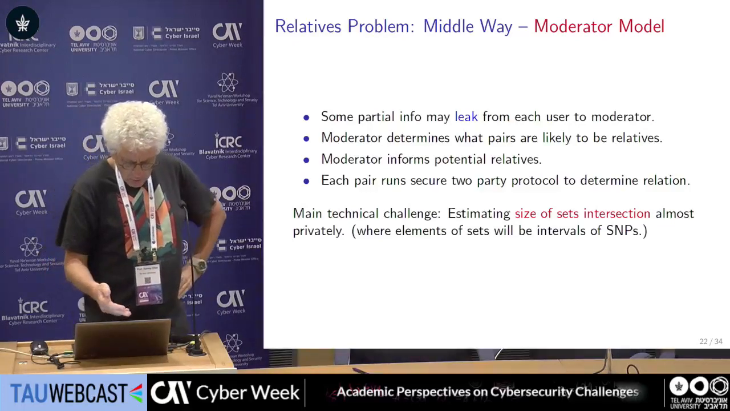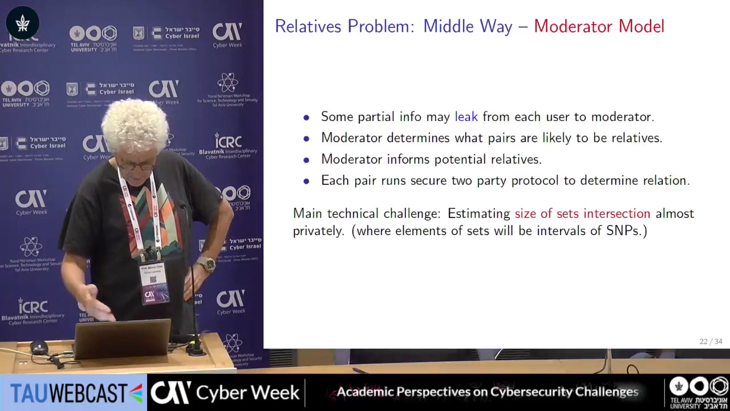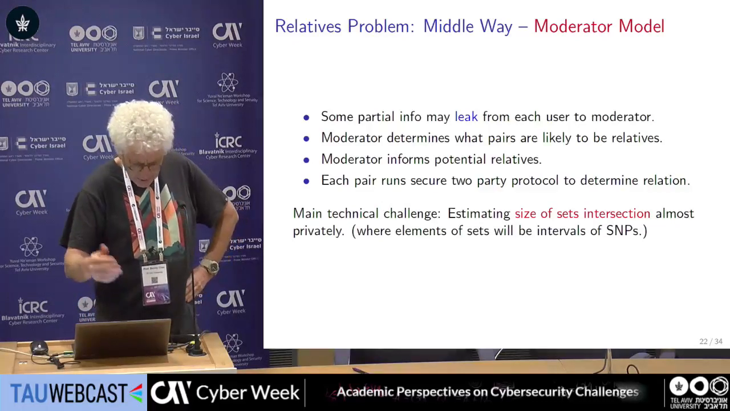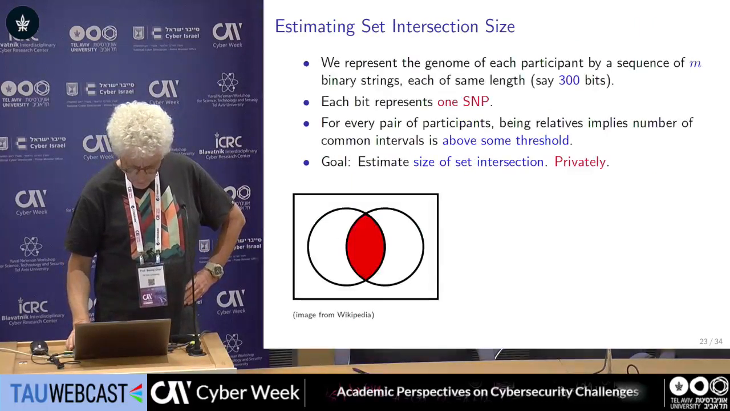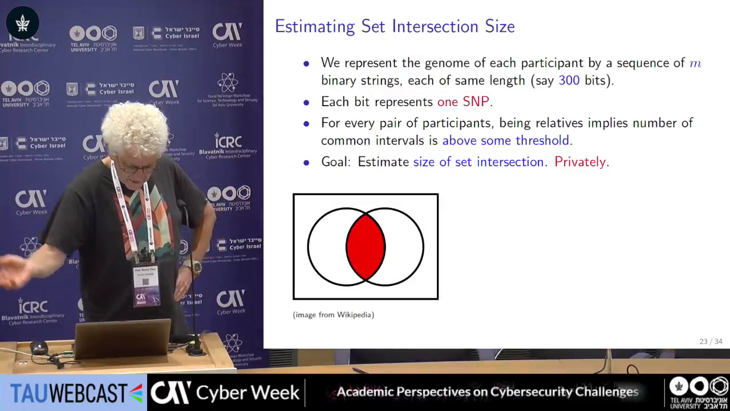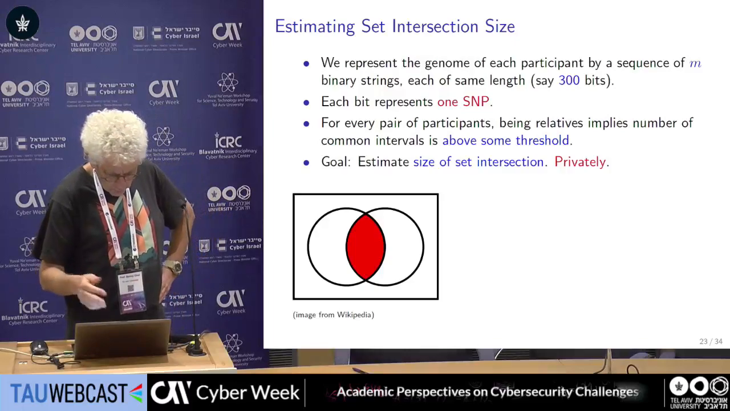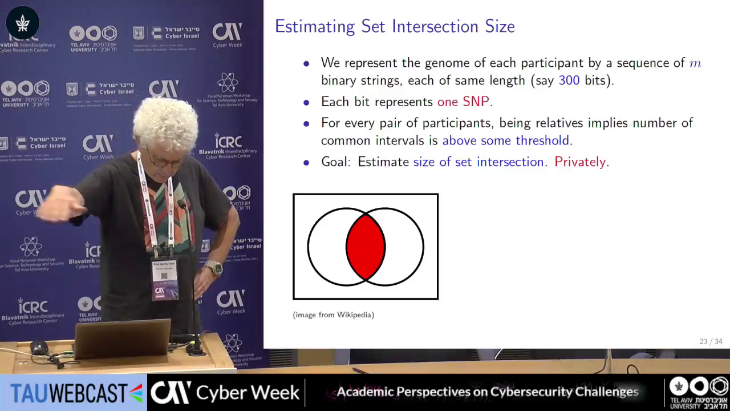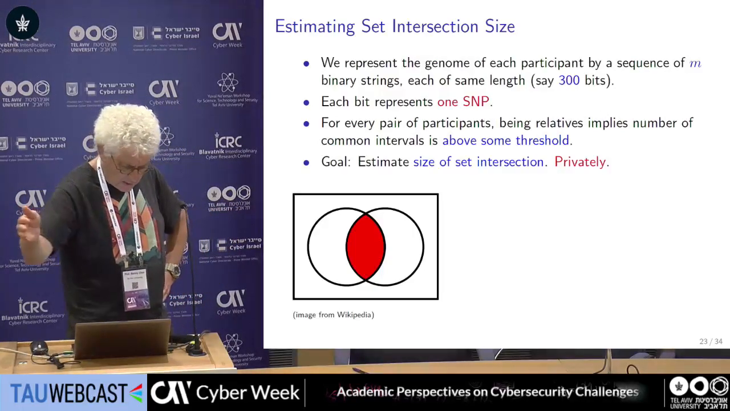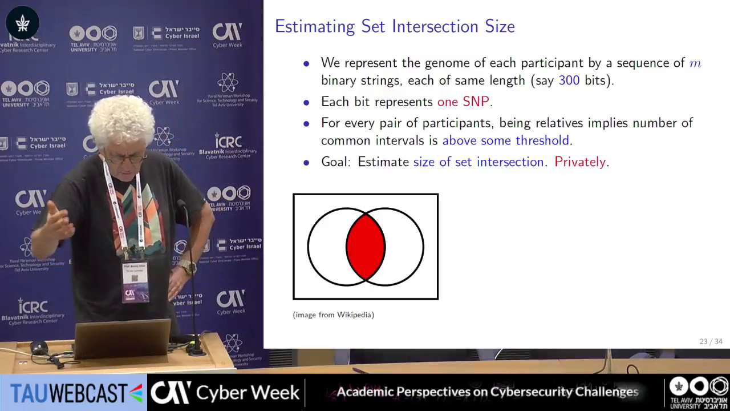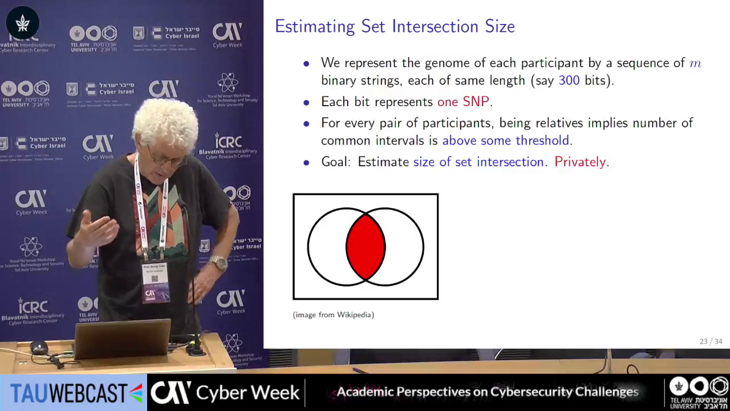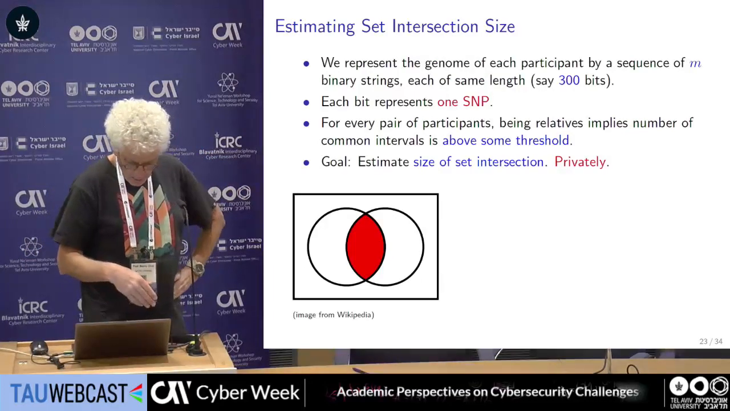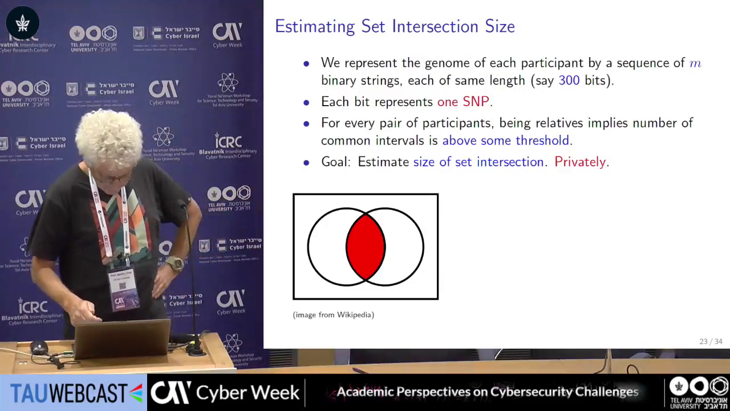Okay, and the main technical challenge now is to estimate the size of sets intersection, where these sets will be intervals of these SNPs. So we want to estimate this size and do it privately or almost privately. We cut the intervals of these SNPs into, let's say, equal size intervals, let's say 300 bits each. And now we want to determine how many of these intervals are the same for the two users, and we want to do it privately.